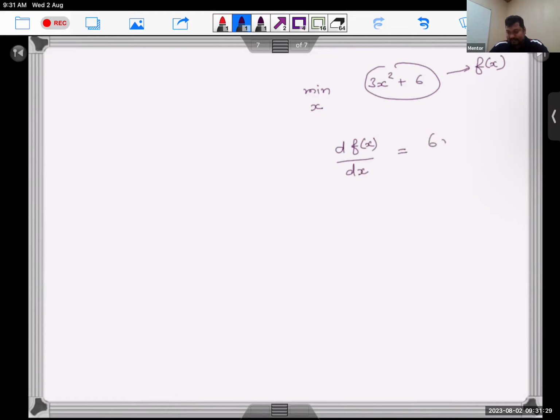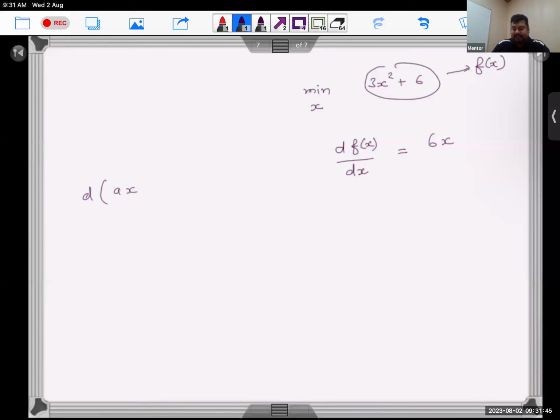6x, 6x plus 6? No, for a constant, it is 0. Just 6. I hope you guys revised differentiation. What is the differentiation for a constant? 0. And how do we differentiate any power?